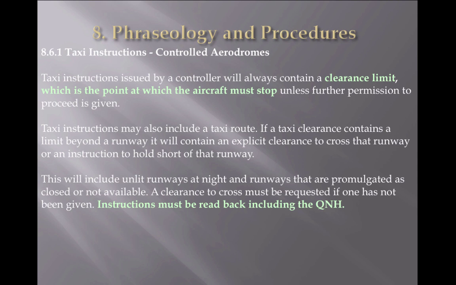Taxi instructions may also include a taxi route. If a taxi clearance contains a limit beyond a runway, it will contain an explicit clearance to cross that runway or an instruction to hold short of that runway. This will include unlit runways at night and runways that are promulgated as closed or not available. A clearance to cross must be requested if one has not been given. Instructions must be read back, including the Q&H. Again, highlighted in green because it's a typical exam question.